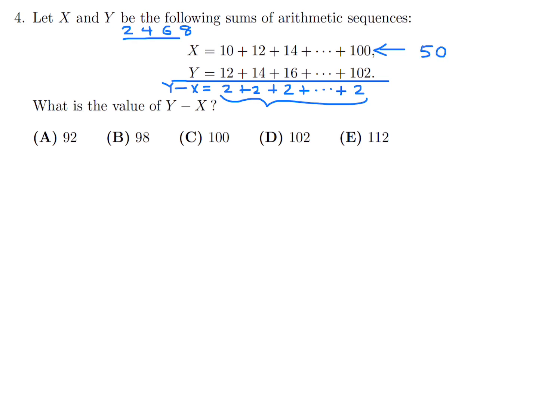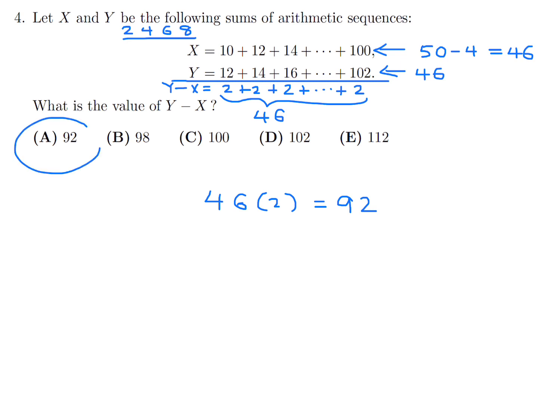But we didn't count those first 4, so it's really 50 minus 4. So it's really 46 numbers that are here. And very similarly, that's also 46 numbers. So what we have is 46 of those 2's. So our total would be 46 times 2. And that is, of course, 92. So number 4, the answer is A.